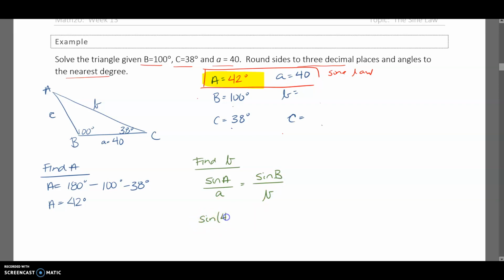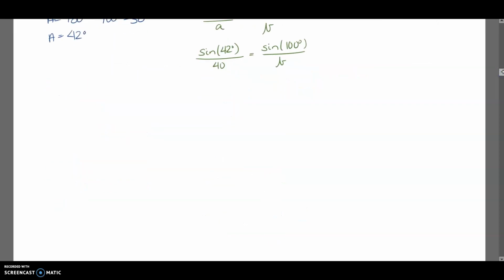Sine of angle A, which is 42 degrees, over side A, which is 40, equals sine of angle B, 100 degrees, over my unknown side B. So you can see here that we know 3 values and we only have 1 unknown, which is side B. Now I can work to rearrange this to solve for B. So I can cross multiply: 40 times sine of 100 degrees equals B times sine of 42 degrees. To get B by itself, I can divide each side by sine of 42 degrees.